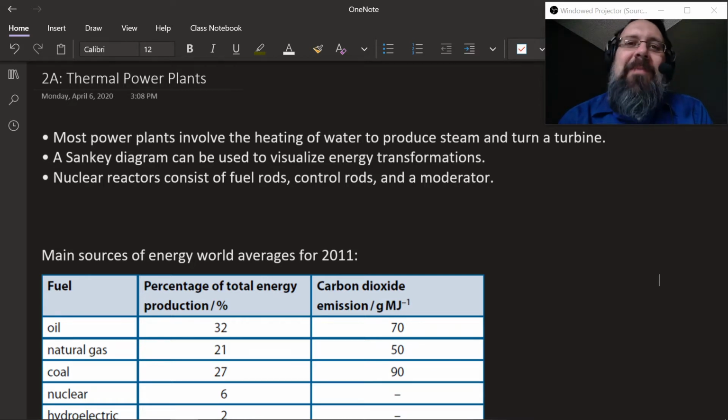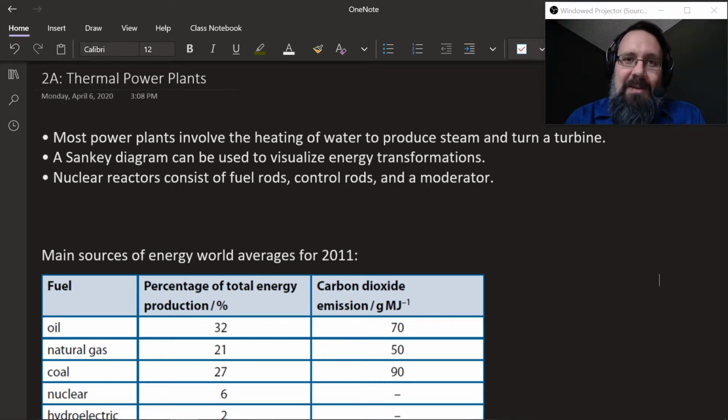Today I'm with my IBSL Year 2 students, and we'll be learning about thermal power plants or thermal power stations. There are three main ideas for the lesson today. Number one is I want to talk about how most power plants or thermal power plants use water to produce steam and then turn a turbine to generate electricity.